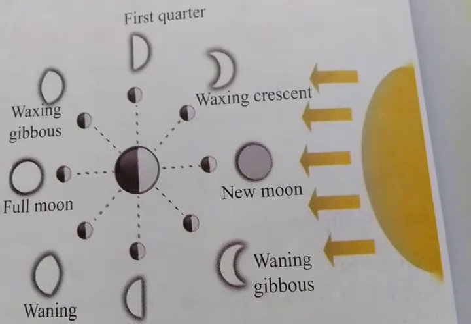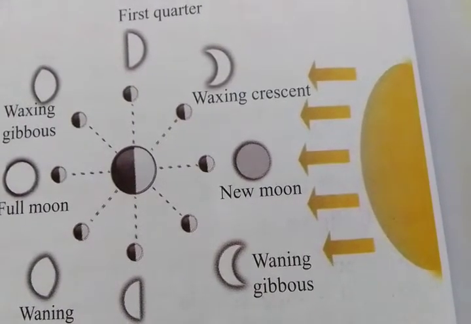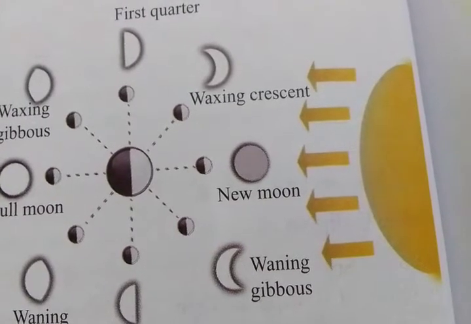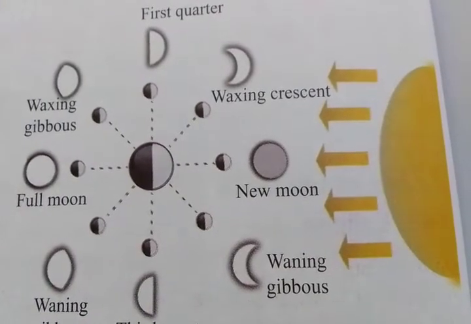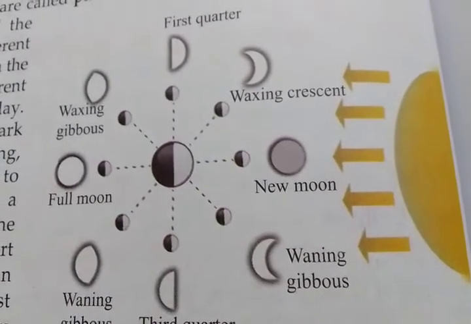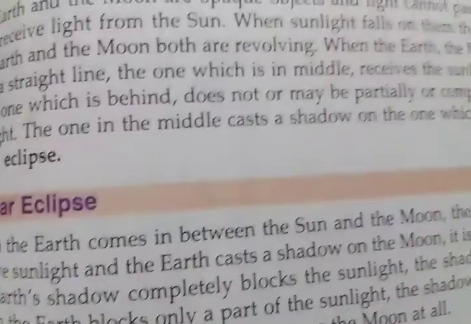If one side of the Moon is dark and the light part is growing, then the Moon is referred to as waxing, moving towards a full moon. If one side of the Moon is dark and the light part is shrinking, then the Moon is referred to as waning. Clear? Next is eclipse.